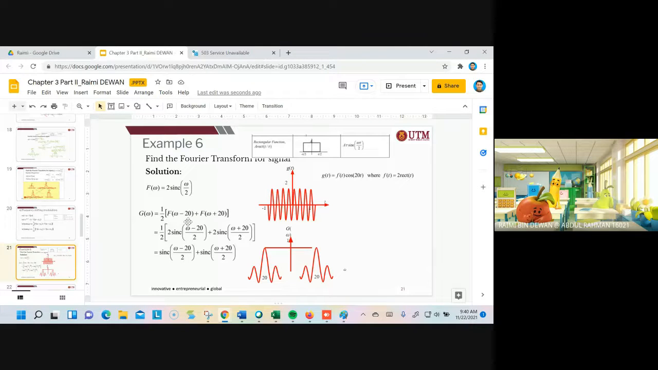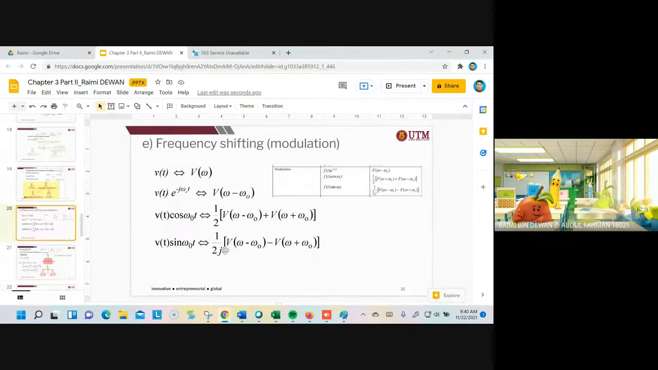And you know the signal is actually rectangular, right? The rectangular for GT. Total of them is rectangular, so that's why you have it in terms of a sin function: sin of (omega minus 20) over 2, and (omega plus 20) over 2. Why? You see, it is provided here, divided by 2, okay.